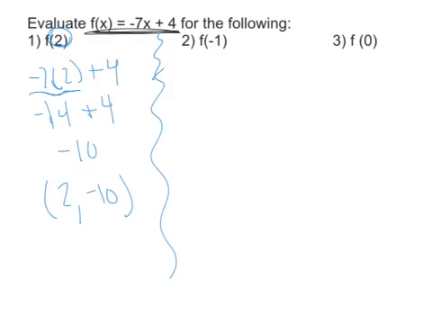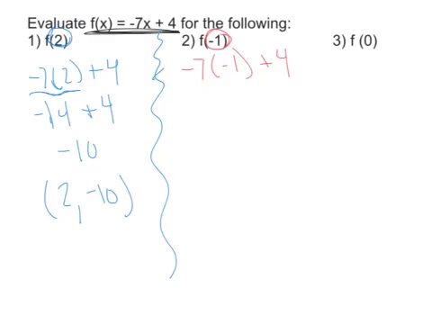Okay, let's look at example 2. Example 2 says we want f of negative 1. So we're going to use the same function again, but this time instead of filling in 2, we're going to fill in negative 1 where the x is. So we're going to bring down the negative 7. In place of x, we're going to put times negative 1 and bring down that plus 4.